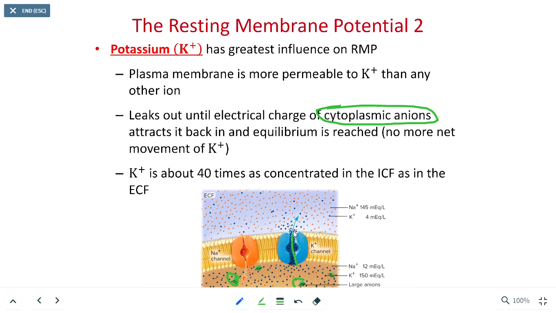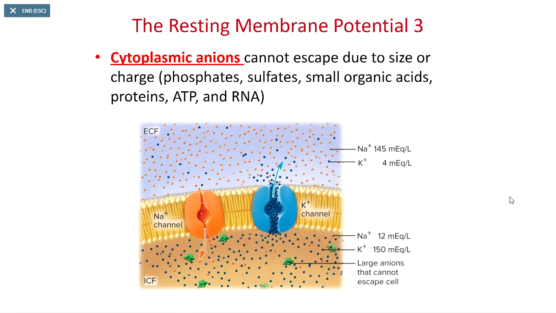The potassium tries to move out of the cell with this concentration gradient, and then the anions in the cell pull the potassium back in, and we'll reach an equilibrium point where we'll have about 40 times more potassium intracellularly compared to extracellularly. Those cytoplasmic anions are stuck inside of the cell. Some of them are polyatomic ions like phosphates, sulfates, small organic acids, but really it's that protein. The protein is the big one that cannot get out.